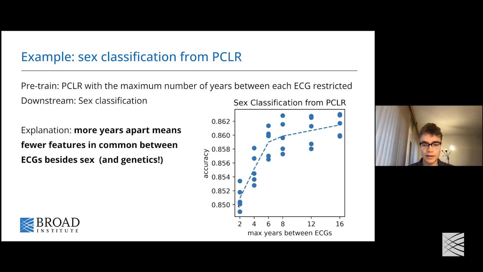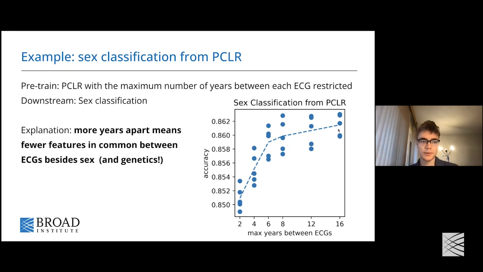And then we can increase the maximum number of years apart between the ECGs, and that's what we see going across the x-axis. On the y-axis, we have the accuracy of training a logistic regression model on top of the representations from the different max-years-apart models. Over time, with a larger maximum number of years between the ECGs, the downstream sex classification gets better and better.